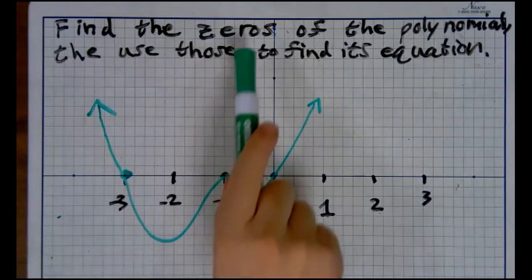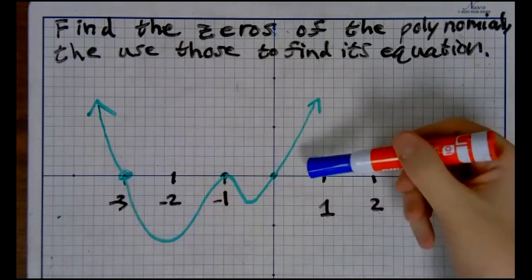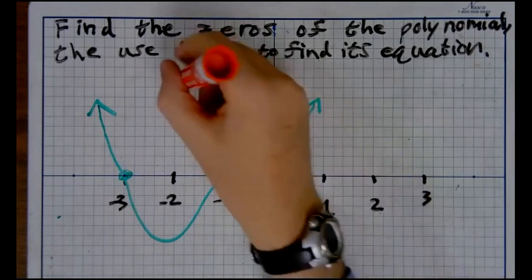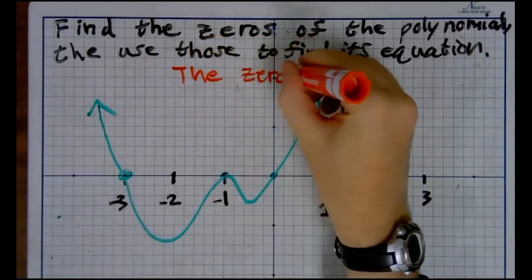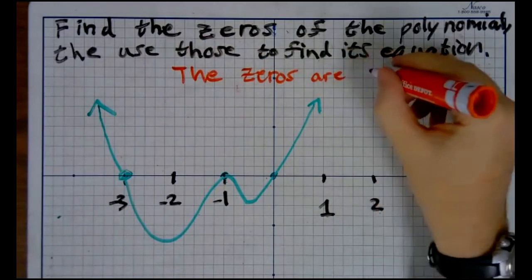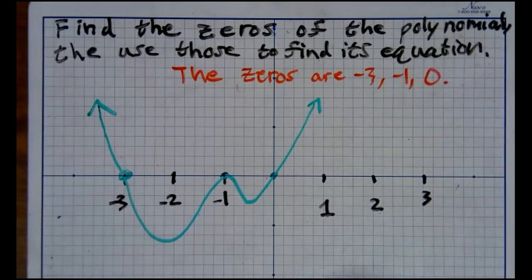So the first thing it's asking us to do here is to find the zeros. Well, what are the zeros? The zeros are the places where our function crosses the x-axis. So I see here that we have zeros here, here, and here. So the zeros are -3, -1, and 0. All right, make sense so far?